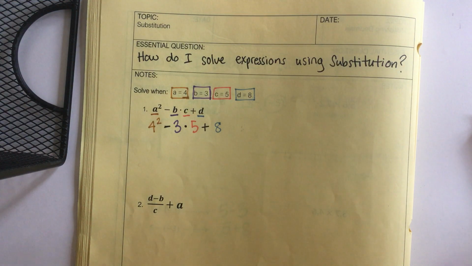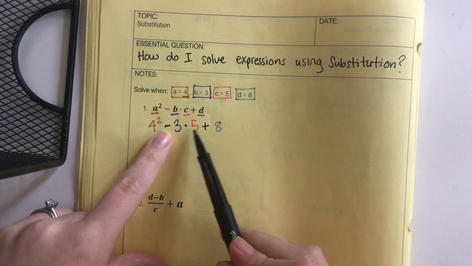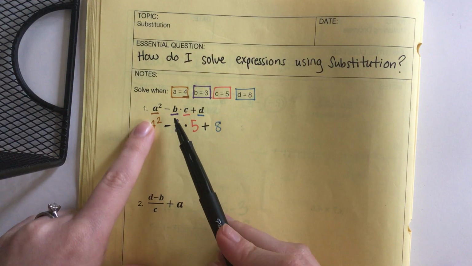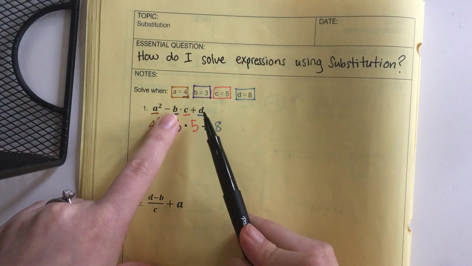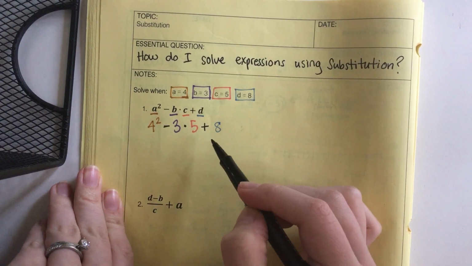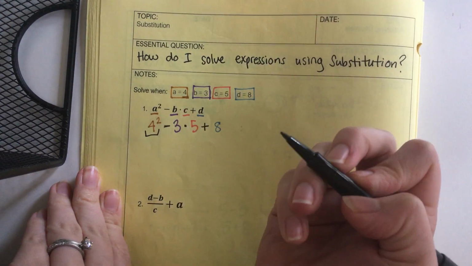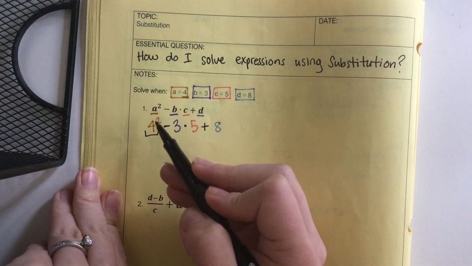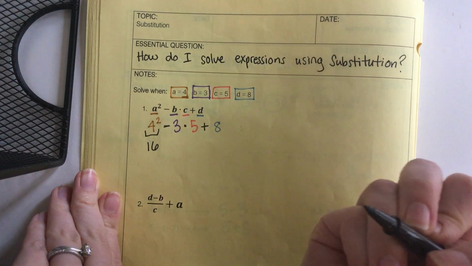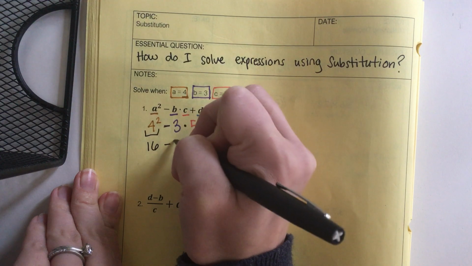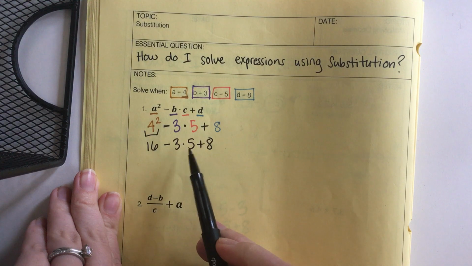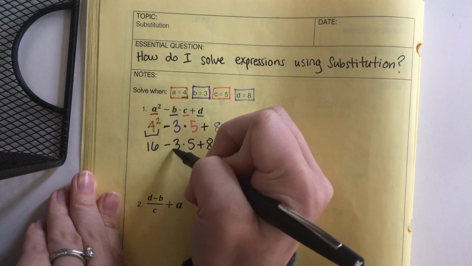So I rewrote this entire expression. All of my operations are in the same spot. All of my numbers are in the same spot that the letter was in. Now I solve using order of operations. I don't see any parentheses. I do have exponents, so 4 squared, that's not 4 times 2, that is 4 times 4 to get 16. I have the rest of this here. Awesome. Now I have subtraction, multiplication, and addition. So I'm going to multiply.